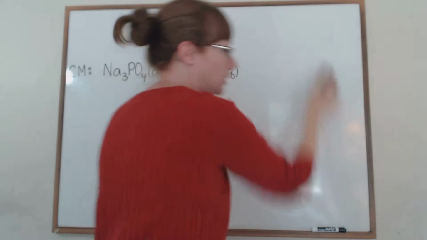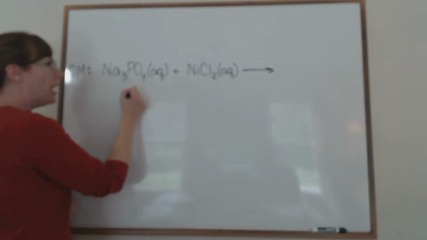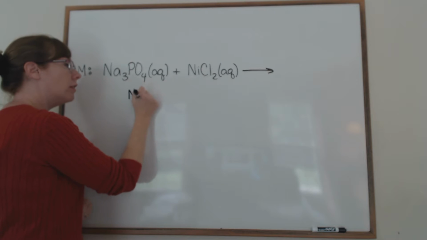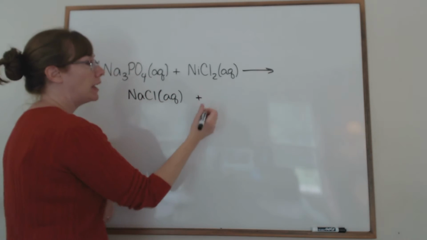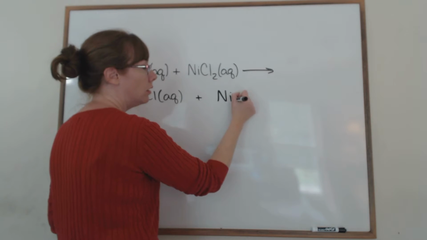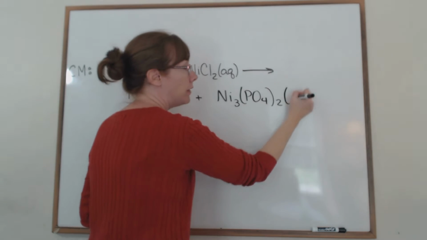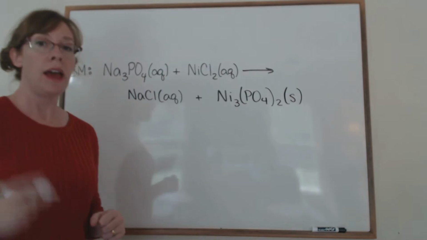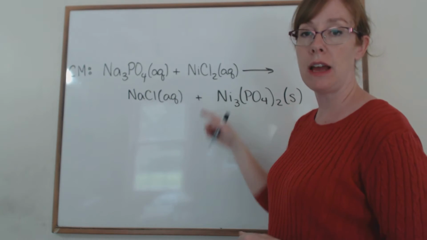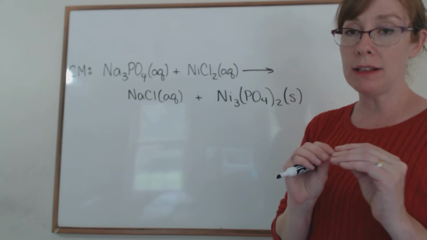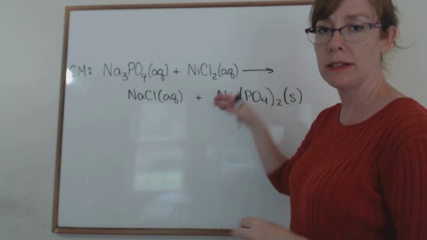And now you just write down the two products that you identified just a few minutes ago. And the two products were sodium chloride, and he was aqueous. So these are the results of the partner swapping. And nickel 2 phosphate. And we realized that he was solid. At this point, once you get your two reactants down and your two products down, now is the time that you balance the equation. You don't balance it until everybody's in their spots.